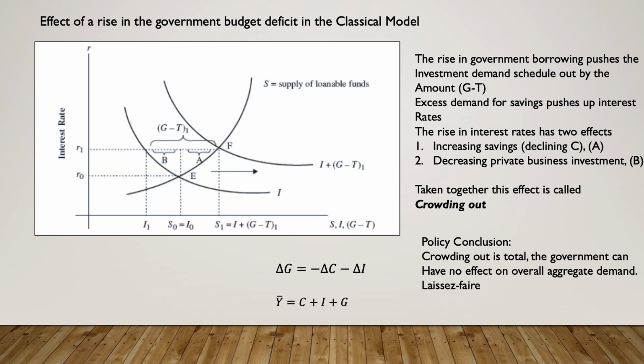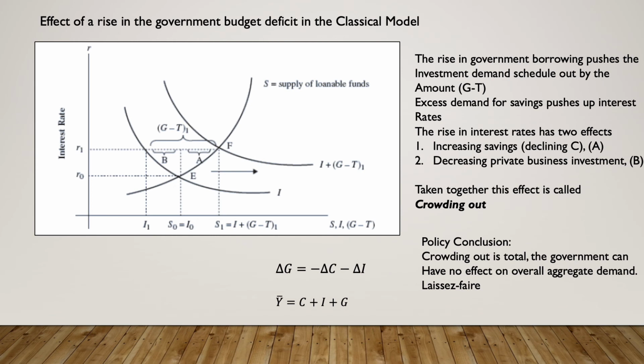Now, the next thing we're going to do is we're going to analyze the rise in government borrowing. This increase in government borrowing pushes the investment demand schedule out by the amount G minus T. So what you can be thinking here is that absolutely nothing is happening with private investment decisions, but private investors are not the only ones issuing bonds to borrow money. Now, governments have added to that demand for savings. So we've got private demand for savings, which is private investment, and now we've got public demand for savings added into that, which is this government budget deficit.